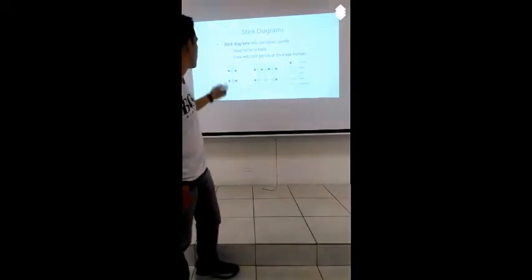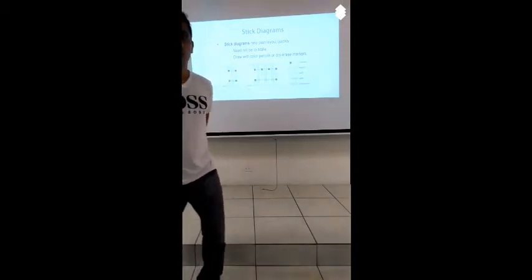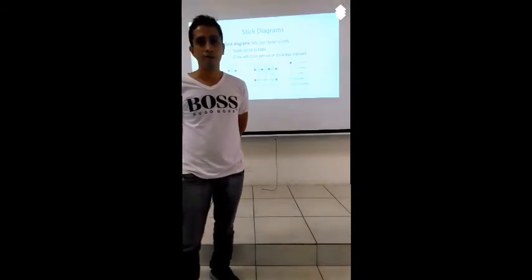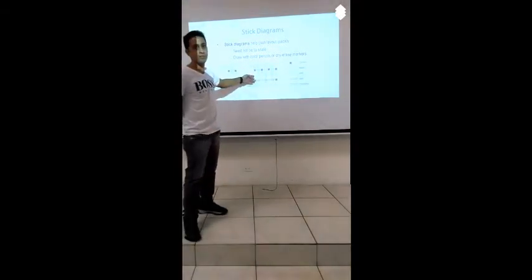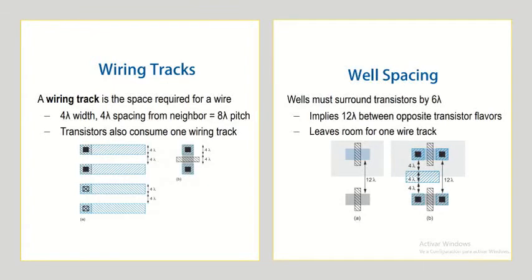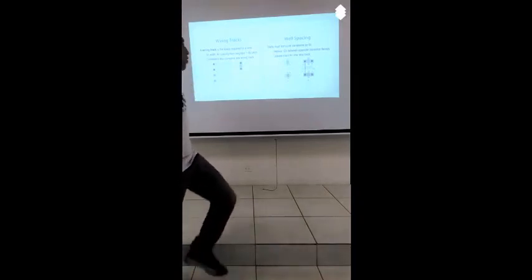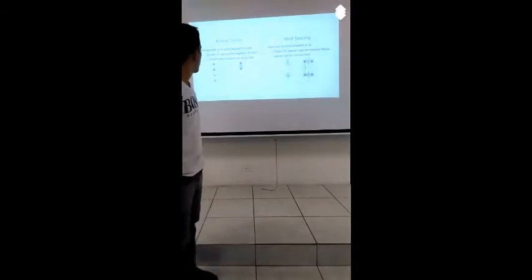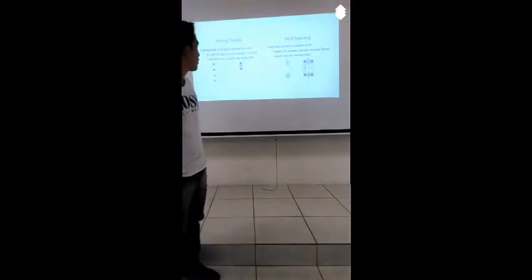A stick diagram. A stick diagram helps plan layout quickly. It need not be to scale. It is drawn with colored pencil and dry erase marker, with top copper and bottom copper. Within a track, the spacing required for a wire is 4 lambda, so passing from neighbor to neighbor equals 8 lambda.